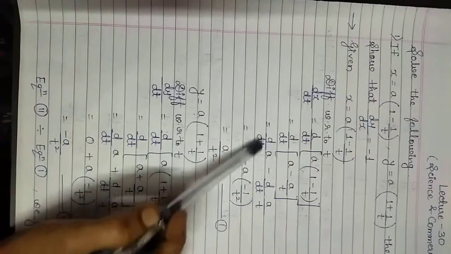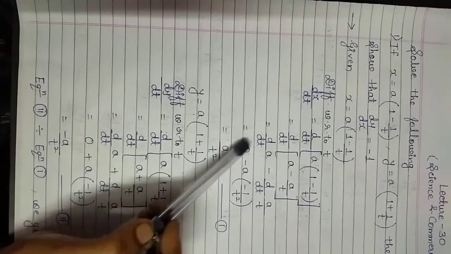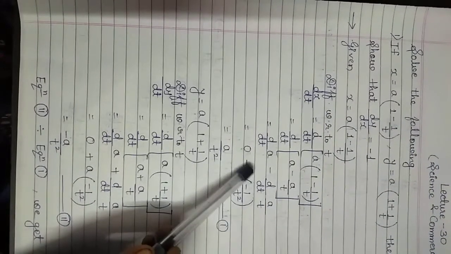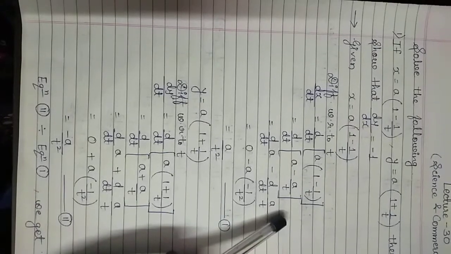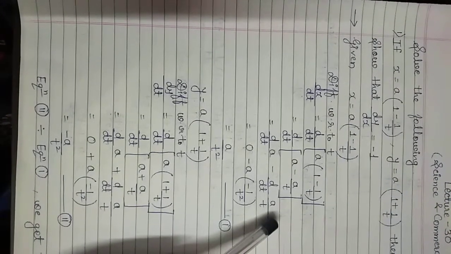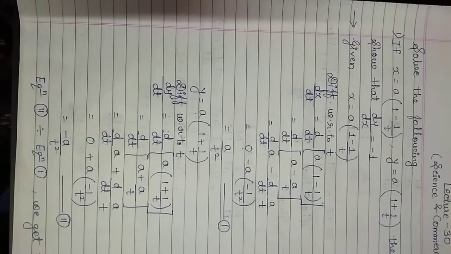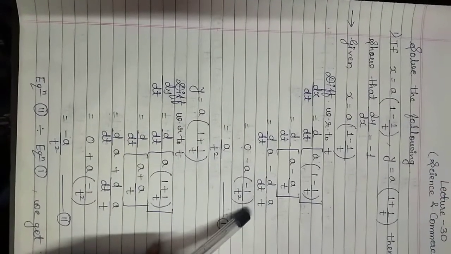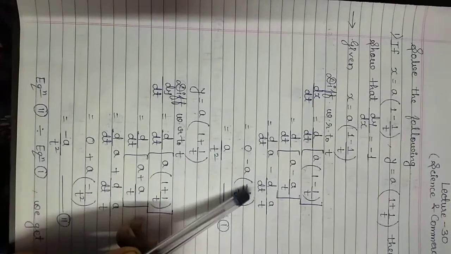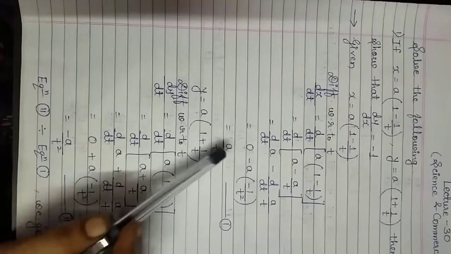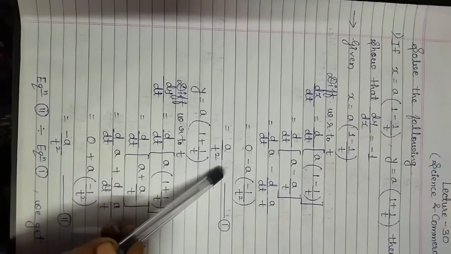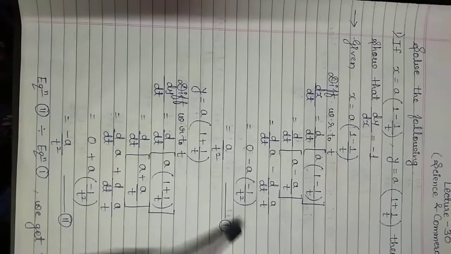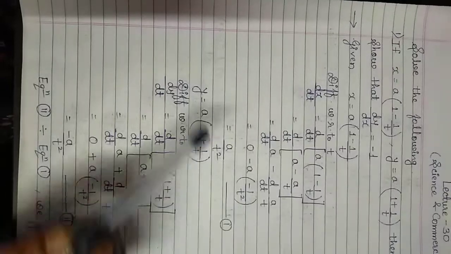And here this is constant, so derivative is 0, minus this a we will write outside, and we know derivative of 1 upon x is minus 1 upon x square. So derivative of 1 upon t is minus 1 upon t square. Now this minus minus will become plus, so a upon t square. This is the value of dx by dt. We call this equation number 1.